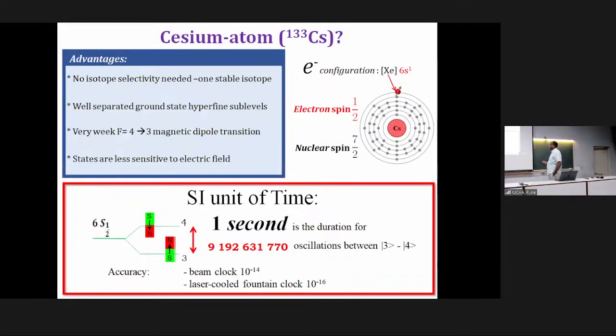Now, coming back to the definition of 1 second, why cesium? Why not something else? Because cesium has one isotope which is absolutely non-radioactive, and this is cesium 133. So no isotope selectivity is needed because it has only one isotope, which is non-radioactive.